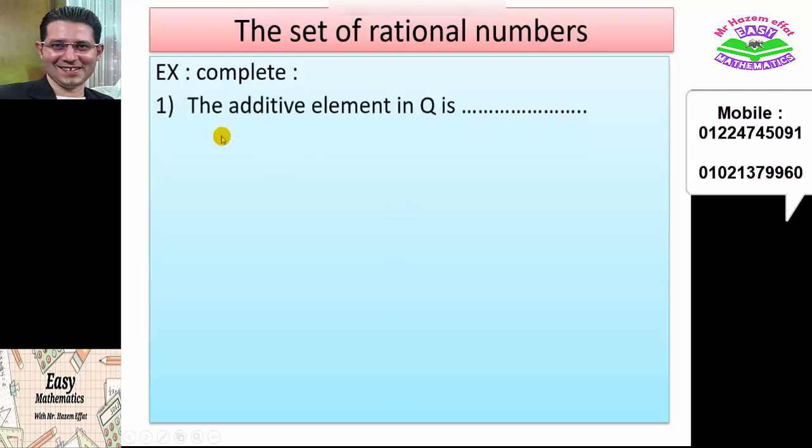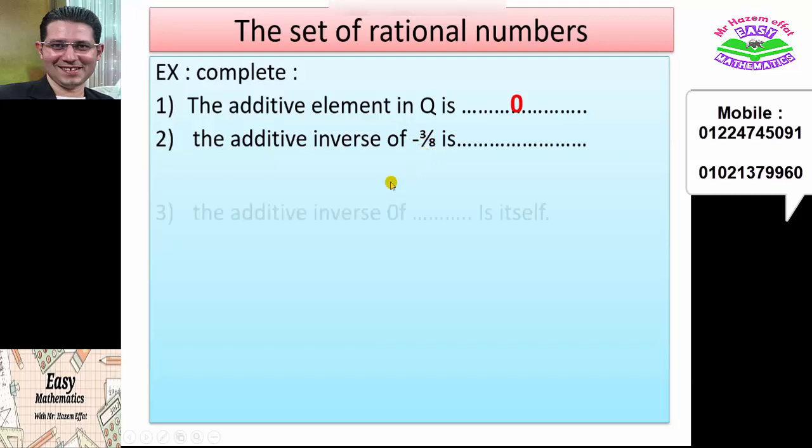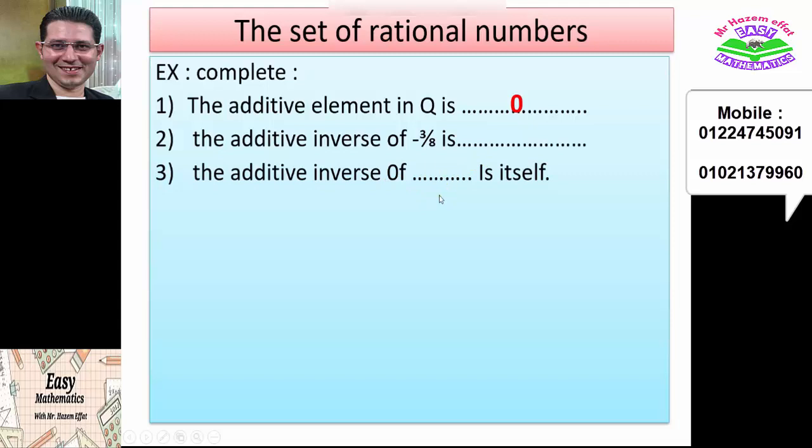Another exercise. He asked me the additive element in Q. Here, the additive identity in Q. It will equal what? Yes, I told you before, it will be 0. Exercise number 2. The additive inverse of negative 3/8. It means we want to find the opposite of negative 3/8. It will be equal 3/8. Number 3, the additive inverse of what is itself? What is the number if we change its sign, it has the same value? It will be 0.